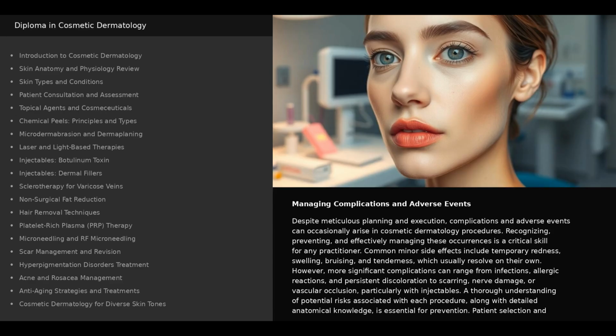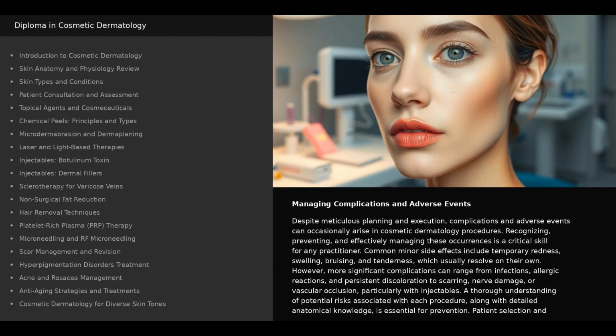Managing complications and adverse events. Despite meticulous planning and execution, complications and adverse events can occasionally arise in cosmetic dermatology procedures. Recognizing, preventing, and effectively managing these occurrences is a critical skill for any practitioner. Common minor side effects include temporary redness, swelling, bruising, and tenderness, which usually resolve on their own.